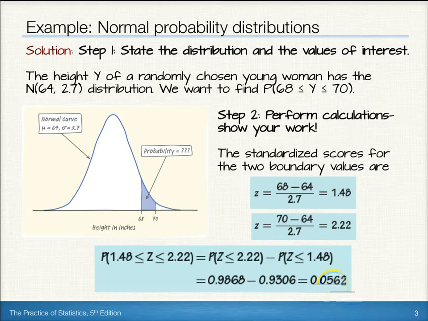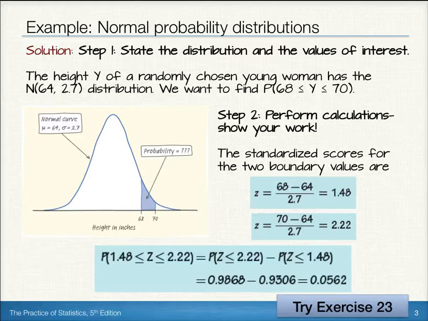So to answer the original problem, there's about a 5.62% chance that the randomly chosen woman would be between 68 and 70 inches tall. For some additional practice, try exercise 23.